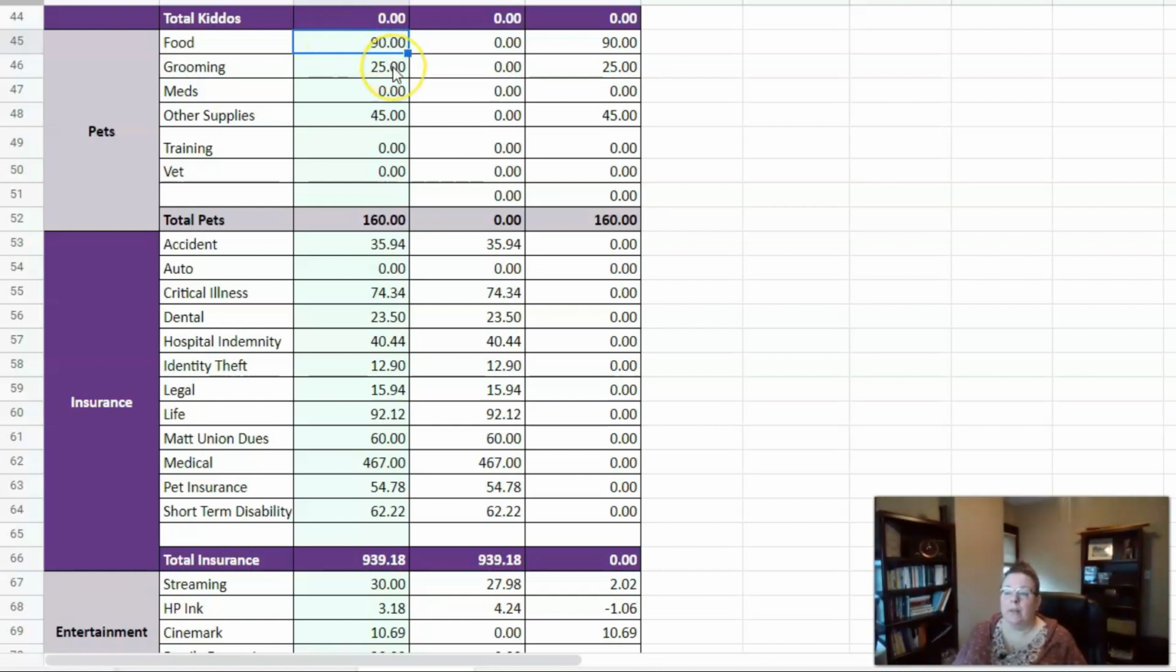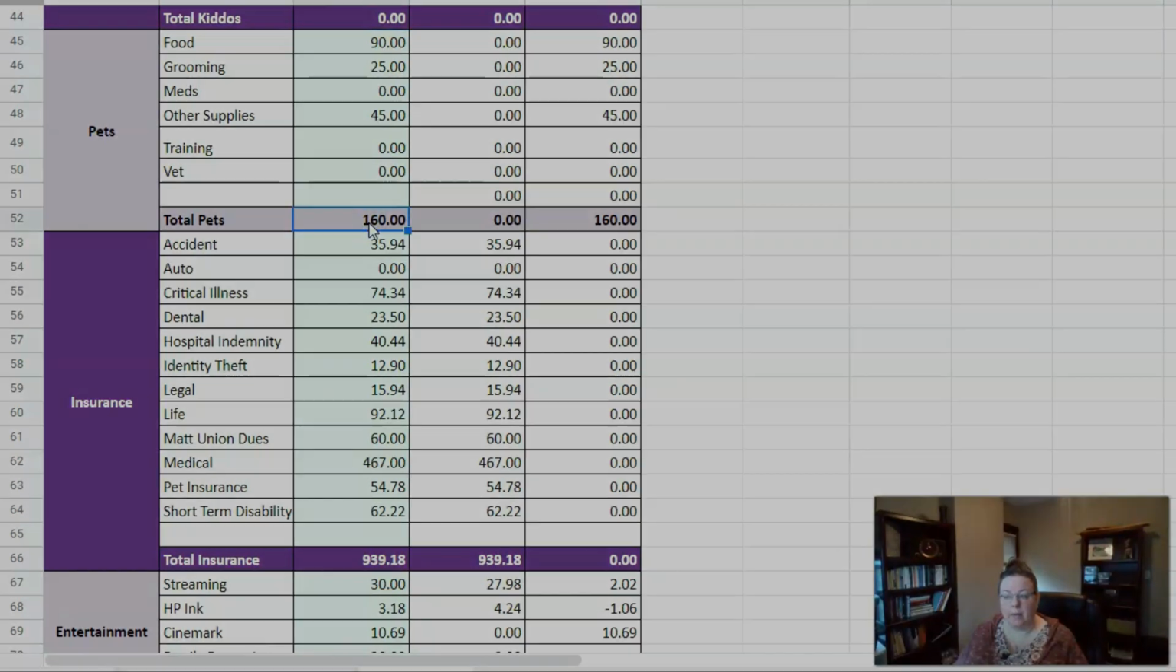So grooming is $25, and I've talked about this before, but we pay $19 a month to Petco for what's called Vital Care, and you can get their teeth and nails done up to once a week. So you could do it 4 times a month for $19 total, not $19 each time. It's the subscription. So we take them in usually 2 times a month, and with tip and everything, it comes out to about $25. Other supplies is just general other supplies that we have. And so that brings total pets to $160 for the month.